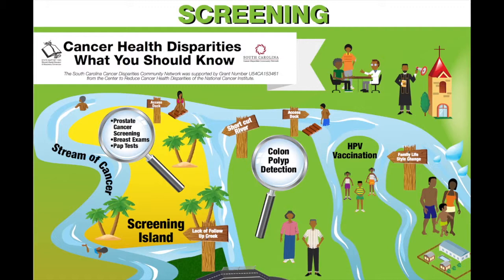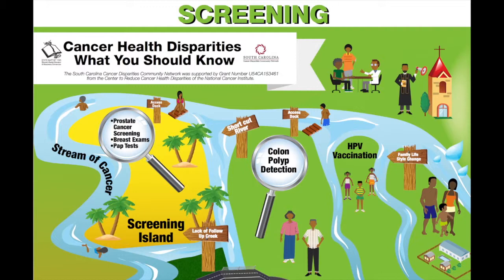At the bottom of the screening island, we can see what happens when people get screened, get abnormal results reported from the results of their test, but yet don't go back to follow up on that abnormal result and see a healthcare provider. They go back over into the stream of cancer out of the shortcut river that would have gotten them into treatment in an earlier way.